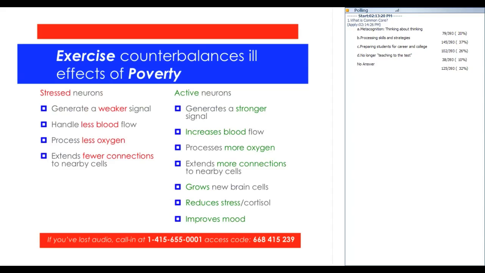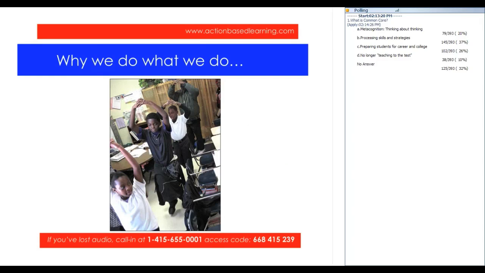Right after you're physically active, right after exercise, look what happens. Exercise directly counterbalances the ill effects of that poverty, plus you grow new brain cells, plus you reduce your stress, and you improve your mood. So I hope I've convinced you that what you do in physical education is not only important in the learning process, it is central to the learning process.